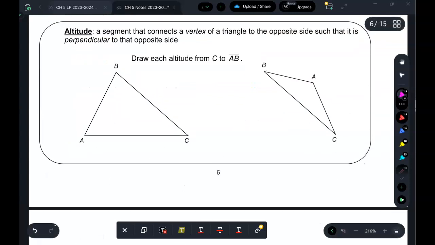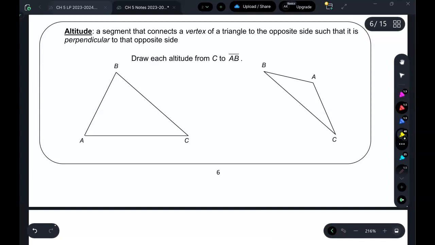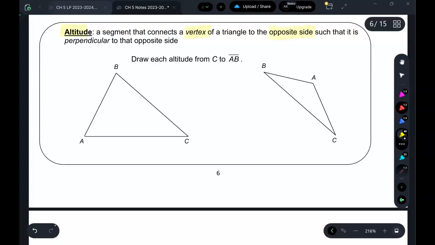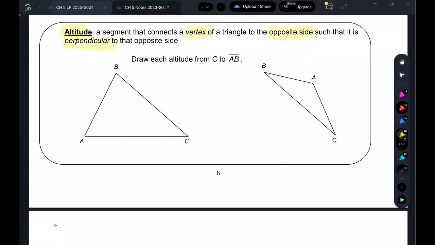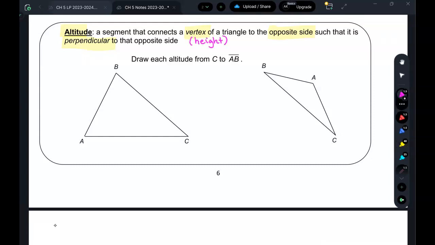All right, altitude. This should look familiar. An altitude connects the vertex to the opposite side, and it has to be perpendicular, because altitude is another word for height. And whenever we're working with the height of a triangle, we always have to have that perpendicular. So let's draw an altitude from C to AB.